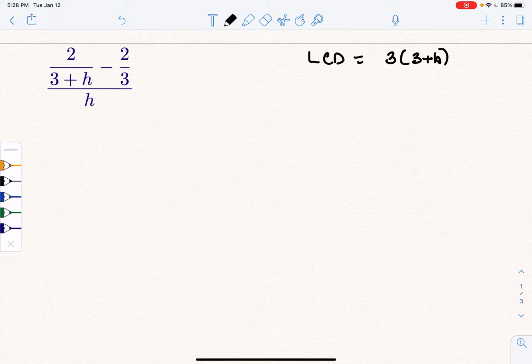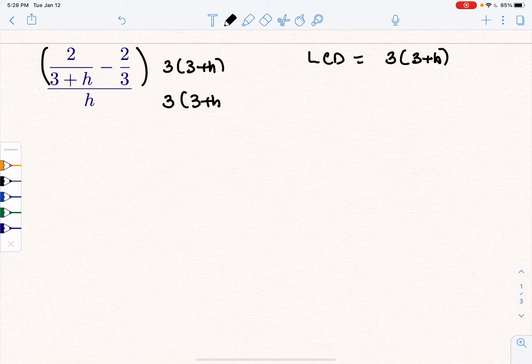factor with each other. Yes, there's 3's in both of them, but they're not factors. One is a term in the other one, so we can't just use 3 plus h. So I'm going to multiply this by 3 times 3 plus h. I'm going to multiply this by 3 times 3 plus h. And then we'll see what magic happens after this.